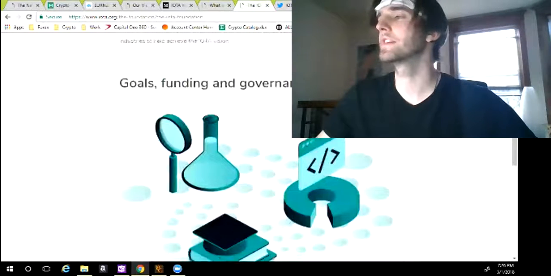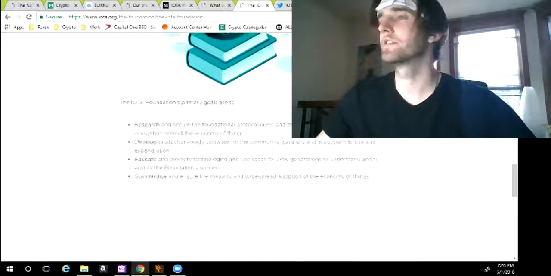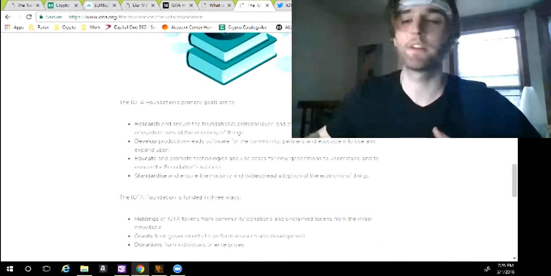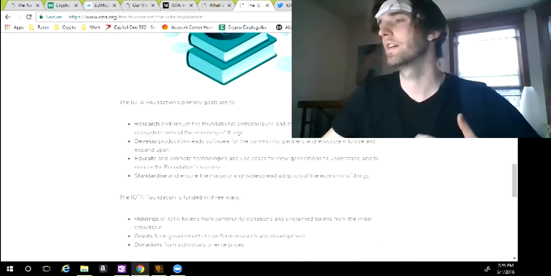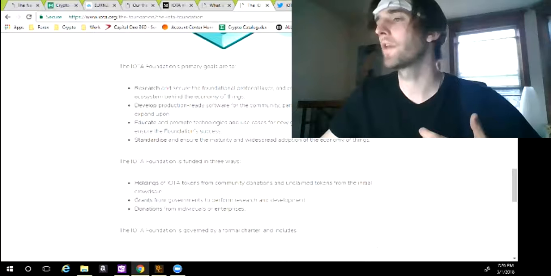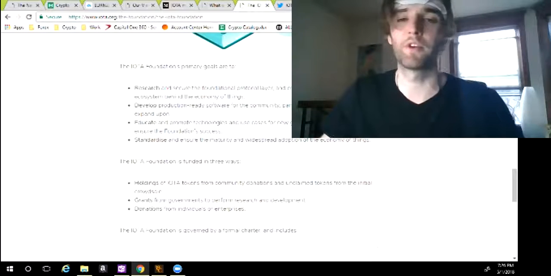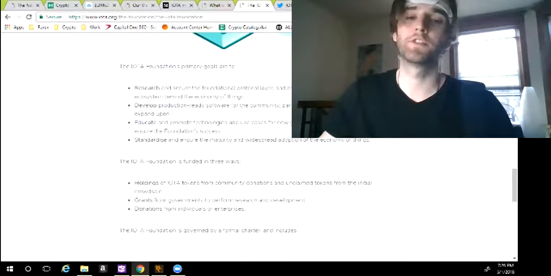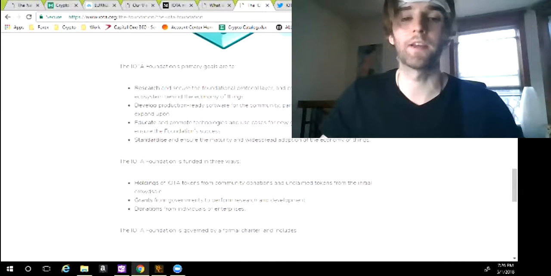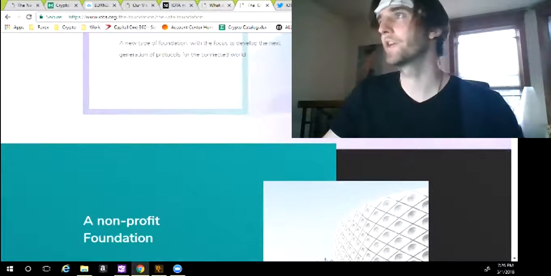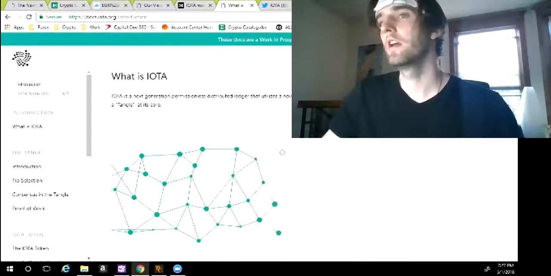So basically, this is a foundation to continue this Internet of Things movement, continue the Iota project. It's funded by holdings of Iota tokens from the community, grants, and donations. They are nonprofit, and this is simply a foundation that wants to further cryptos in general, distributed ledger technology, and to actually realize a smart economy, a smart world with a machine-to-machine economy. That's the Iota Foundation. What is Iota?